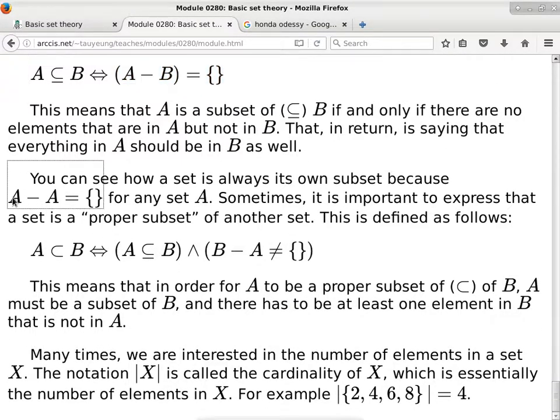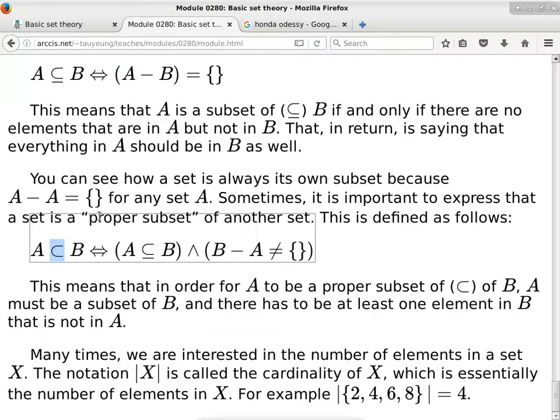So right here, I basically said every set is always a subset of itself, because the difference of A and A is going to be an empty set for any set. So now we also want to define what is a proper subset, and you can see that the symbol of a subset of has a little bar under it, and the proper subset does not have a bar under it. So this is the difference between less than or equal to as opposed to less than. Less than or equal to is analogous to subset of. Less than without the equal to is a proper subset of.